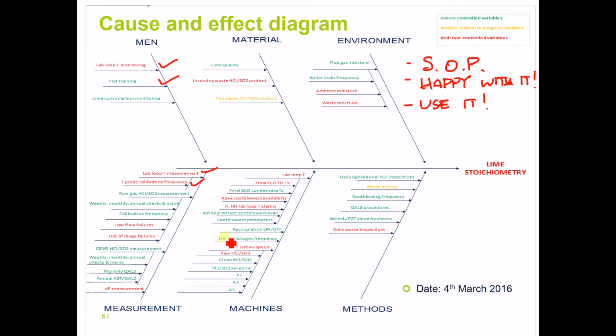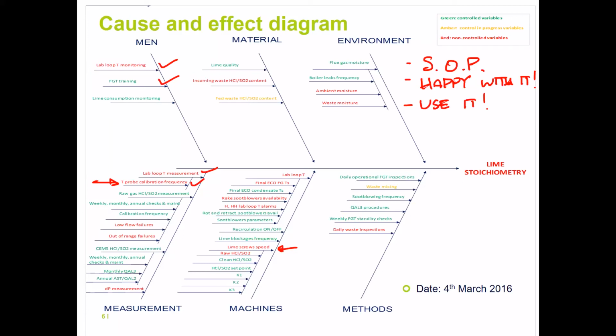Now you can see there are a number of red variables. Things like, look at this, the lime screw speed. That sounds like it might be important, doesn't it? What else have we got? There's a calibration routine somewhere here. The T-probe calibration frequency isn't under control. Again, that sounds important. So what we've done here is we've identified all the variables and whether they are in control or not. And then they've simply gone in and put some extra controls in place. And they've improved the control of this process.